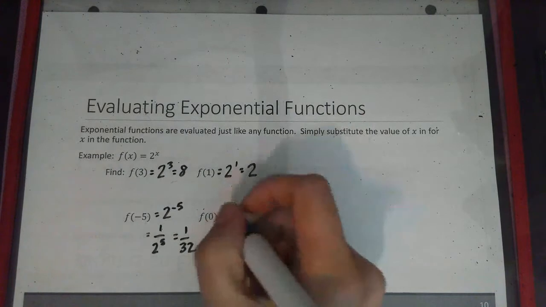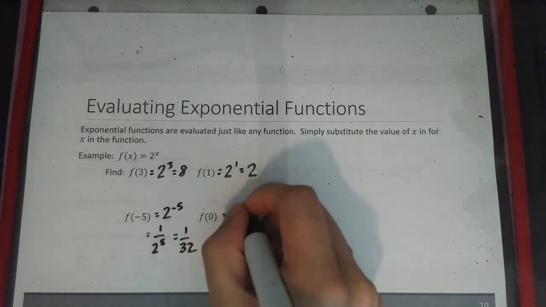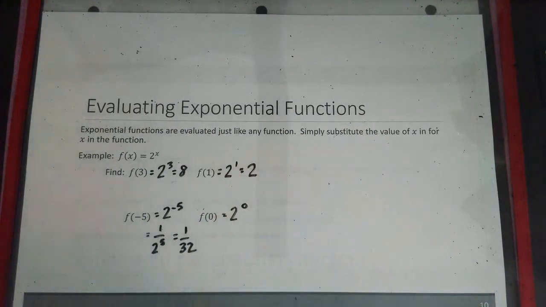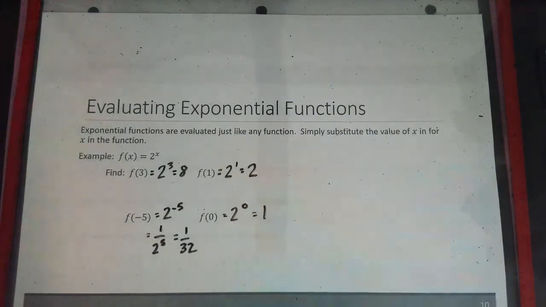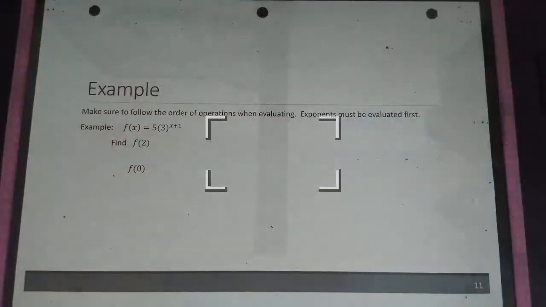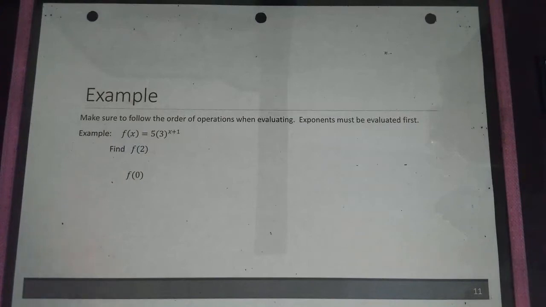For f of 0, I'm going to plug in 0 for my exponent, so I have 2 to the 0. And one of our rules is if we have 0 for an exponent, then it's simply just 1. f of 0 is equal to 1. We're going to continue evaluating these exponential expressions, just looking at some a little bit more complicated. This time our function f of x is going to be 5 times 3 raised to the x plus 1 power. And we want to find f of 2.